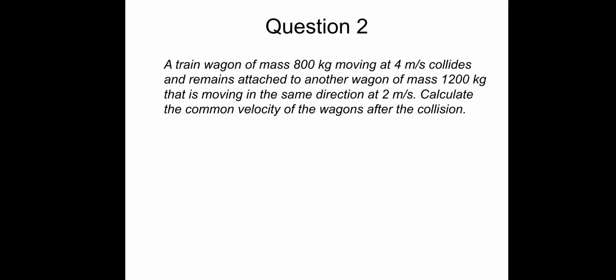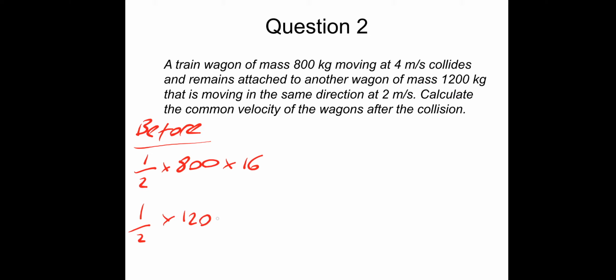So here we go. Let's do kinetic energy before and after. So I'm just going to do before. We had the train wagon, 800 kilograms at 4 meters per second, so half mv squared would be a half times 800 times v squared, so 4 squared is 16. Plus we would also have the kinetic energy of the other wagon, so that would be a half times 1200 times 2 squared, which is 4.